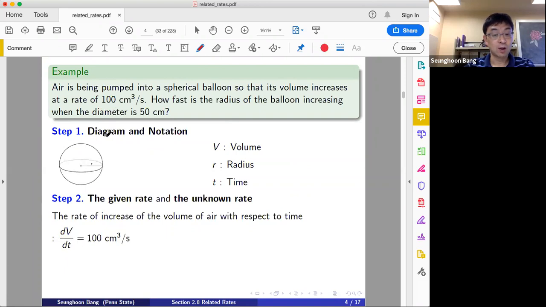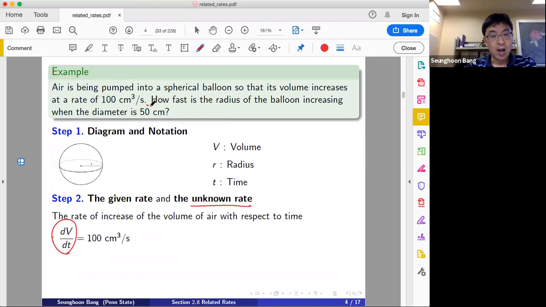So we have that. What is the unknown rate? Do you know the notation of the unknown rate? Could you write your answer on the chatting board, please? Okay. How about the other students? Do you have the same answers? Oh, yep, it's right.